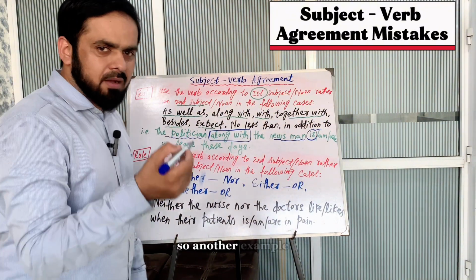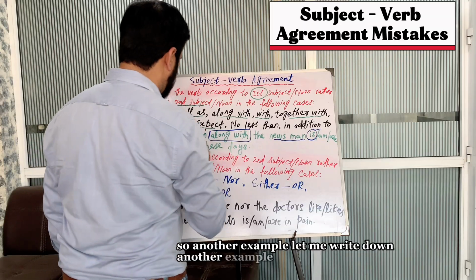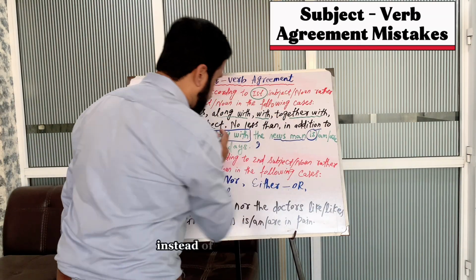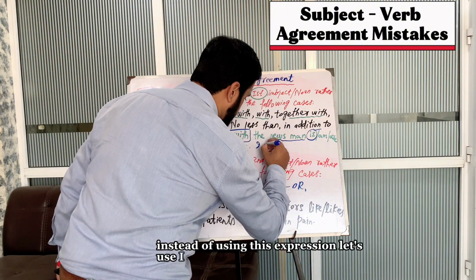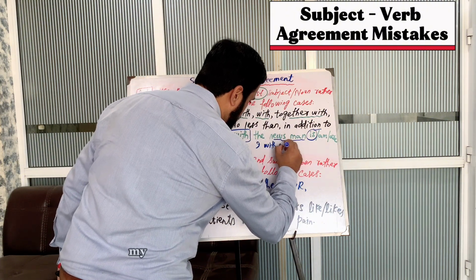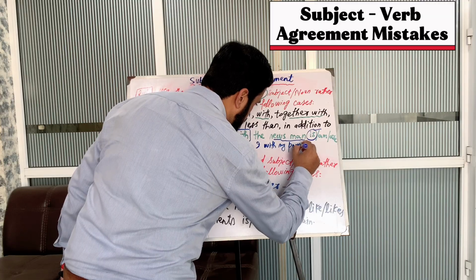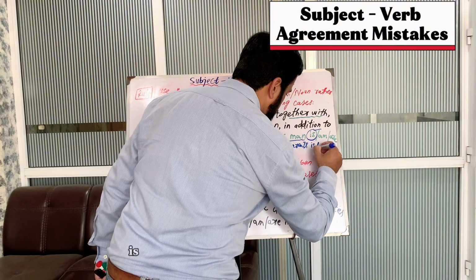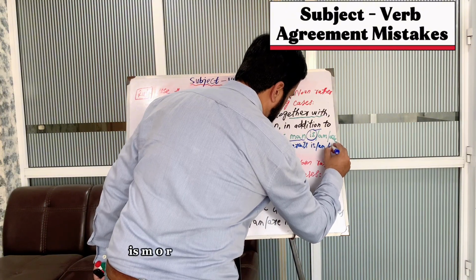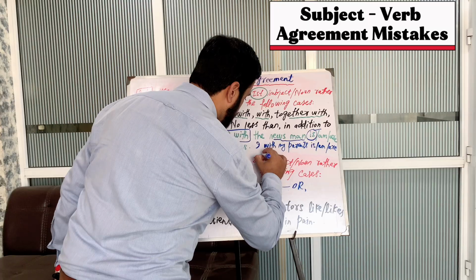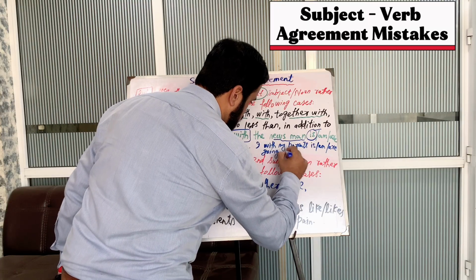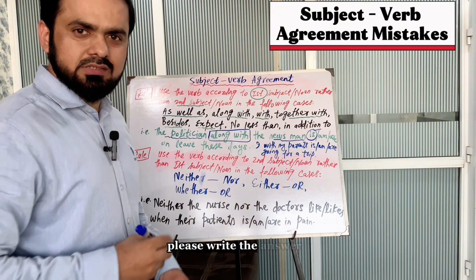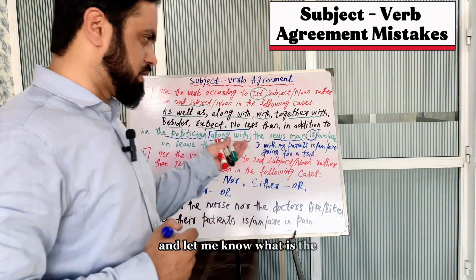Another example, let me write down another example. Let's say, instead of using this expression along with, let's use with: I with my parents is, am, or are going for a trip. Please write the answer in the comment box and let me know what the right answer is.